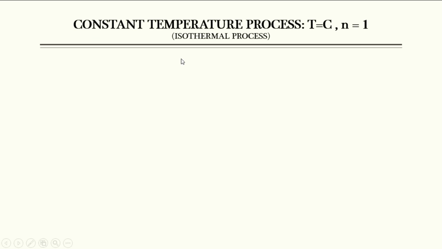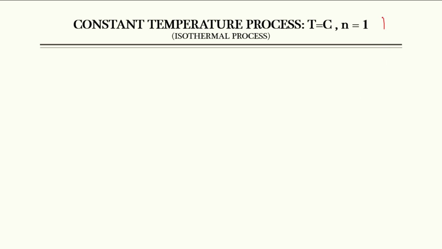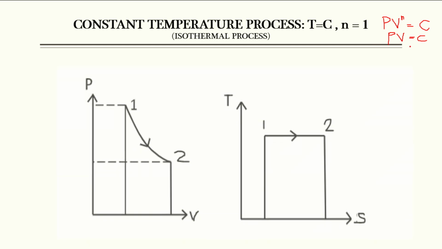Now, kapag sinabi natin constant temperature, syempre, T is equal to C and n is equal to 1. Diba, we have PV raised to n is equal to C. Therefore, dapat yung equation natin dito ay, since yung n natin 1, PV is equal to C, or PV is equal to constant. Okay? So, ito siya.